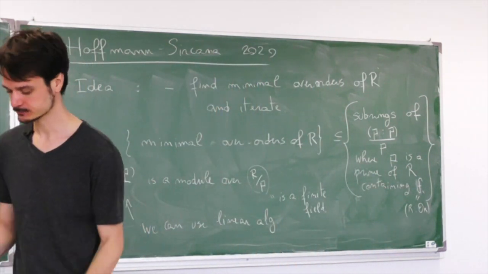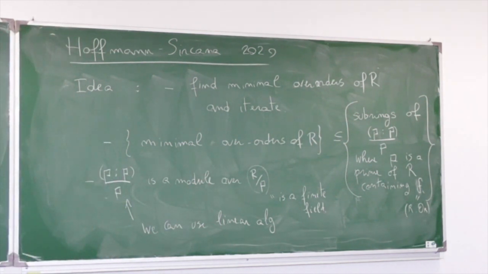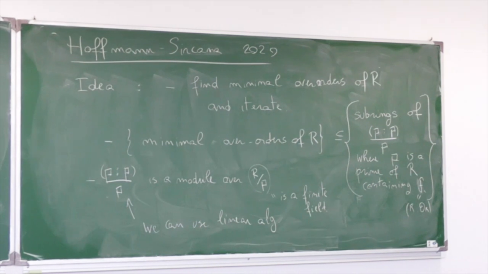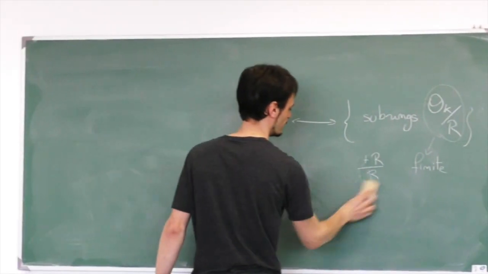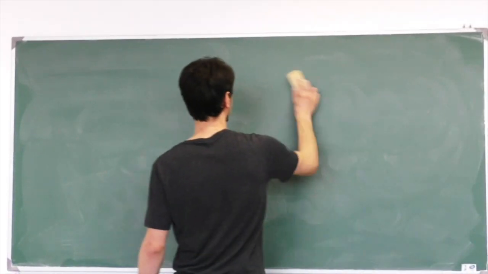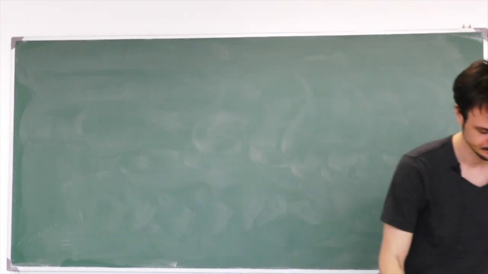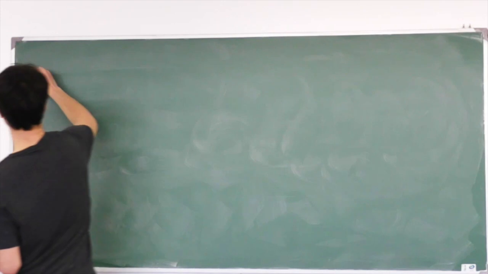Okay, now let's move on. I defined the notion of weak equivalence. I told you that it's easy to check whether two ideals are weakly equivalent. And then I defined the quotient W of R, the set of weak equivalence classes. And now I want to tell you how to compute this W of R.